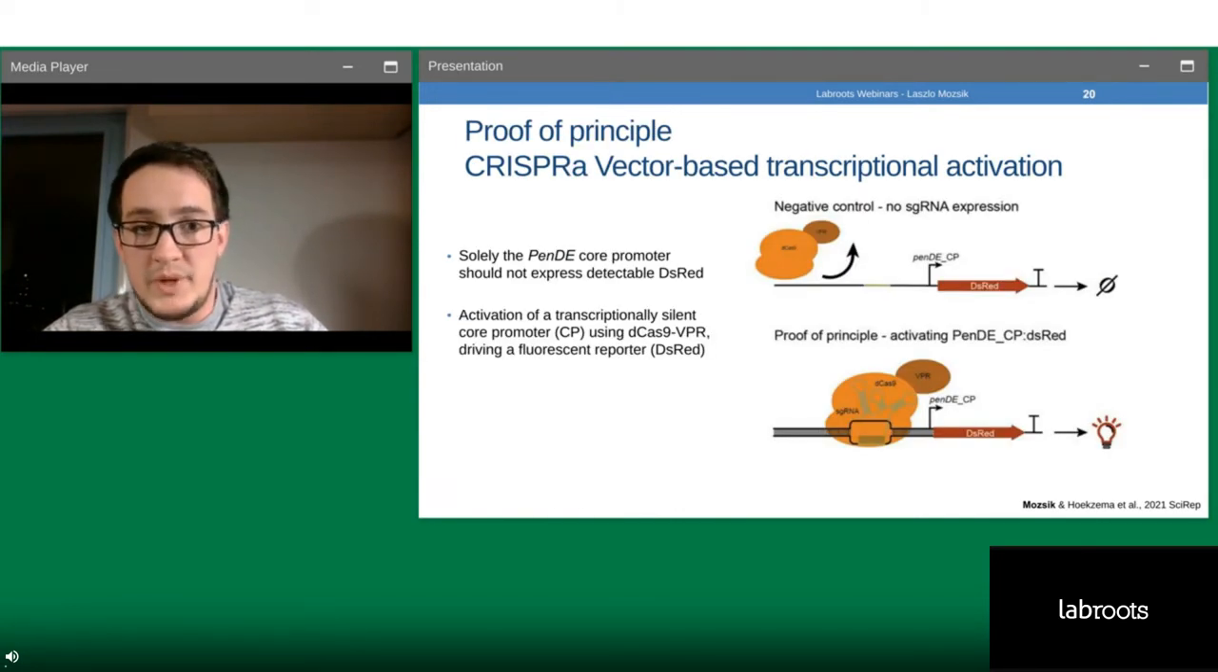As a proof of principle, we chose the previously established core promoter system without any binding sequences, for example our very weak penDE core promoter. It should be a very weakly activatable promoter, but still functional as a promoter. Without binding sequences for the synthetic transcription factor system, this promoter should not express a detectable amount of red fluorescent protein, and through activation with CRISPR-based transcriptional regulation, we should be able to activate this promoter and see a red fluorescent signal.